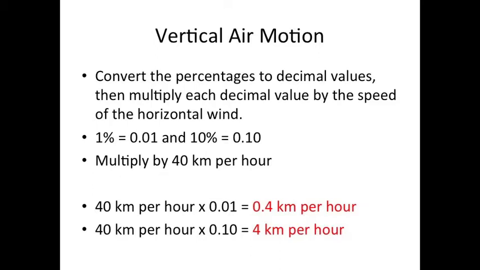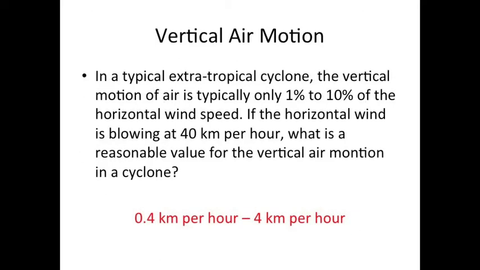So for this problem, convert the percentages to decimal values, and then multiply each decimal value by the speed of the horizontal wind. So the percentages to decimals are 1% equals 0.01 and 10% equals 0.10. Next, multiply both by 40 kilometers per hour. This gives you 0.4 kilometers per hour and 4 kilometers per hour. Therefore, your answer to this problem would be between 0.4 kilometers per hour and 4 kilometers per hour.